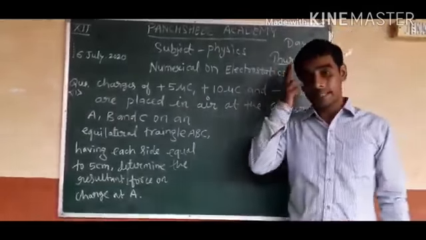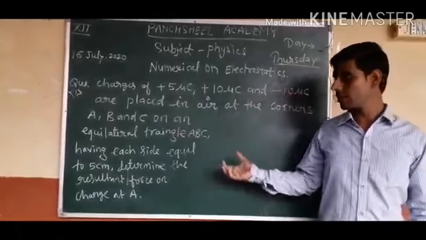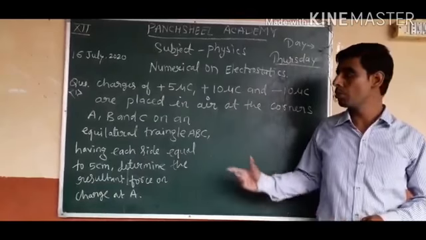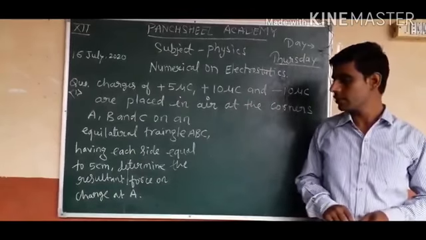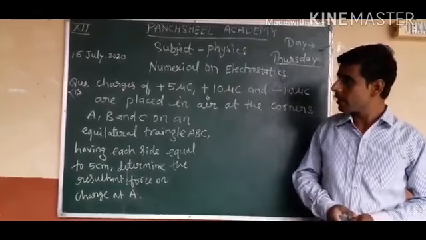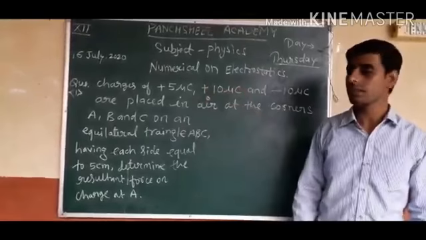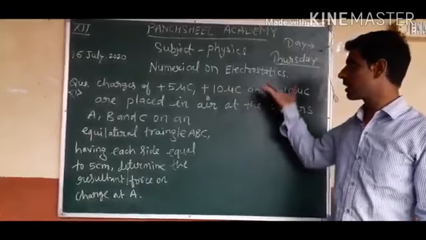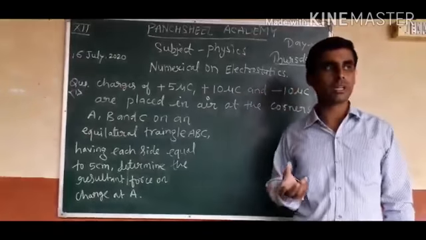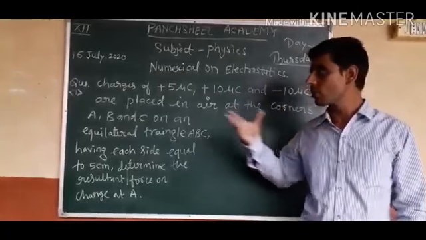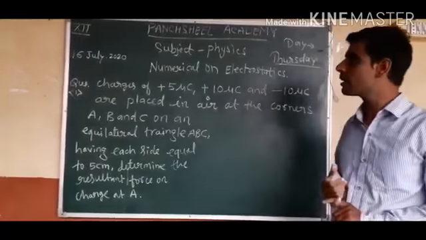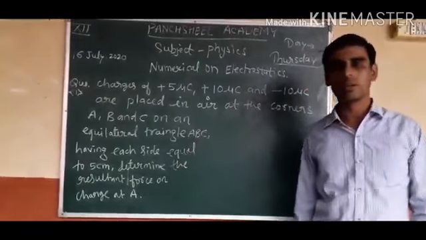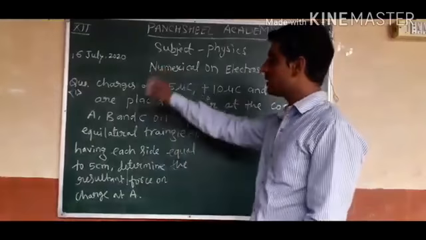In our previous lecture, we studied the electric field and the electric field due to a point charge, and one derivation as well. In this lecture, we will discuss some numericals regarding electrostatic forces, how to calculate the resultant force. So I write here one numerical. On the basis of this numerical, you have to solve this problem. Okay, what's the numerical? We'll see.